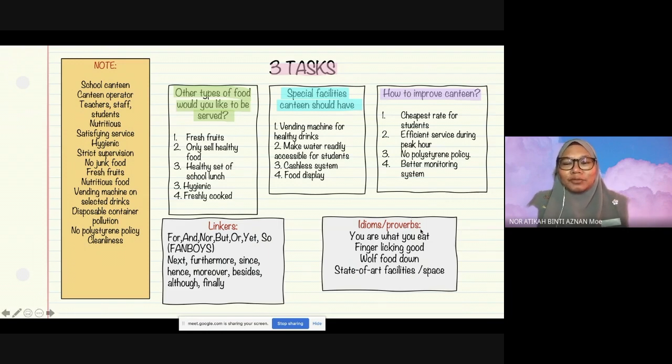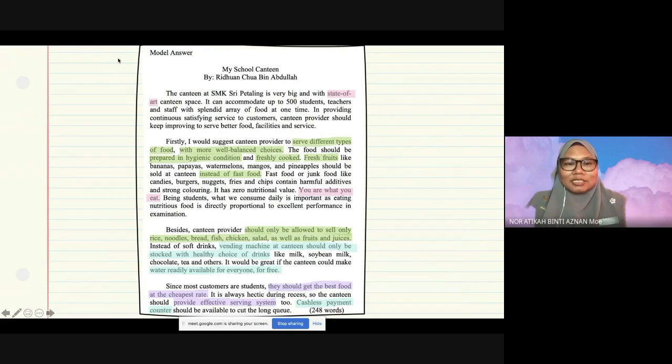You are what you eat. Anda adalah apa yang anda makan. Finger licking good, it means very delicious. And wolf food down, you makan dengan berseleranya. State of the art facilities means kita panggil modern, kemudahan yang modern. This is the sample answer.